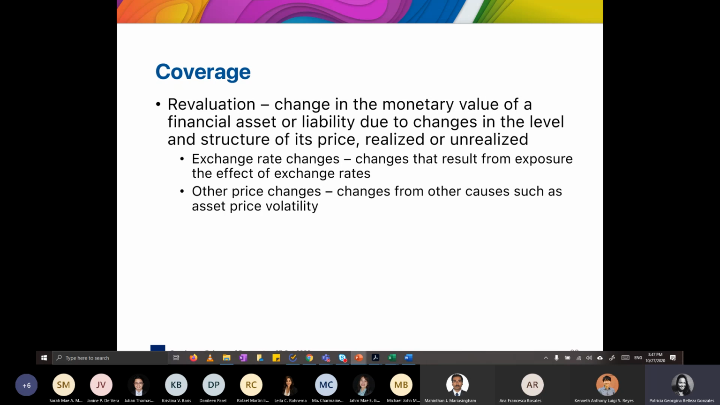And then you have also other price changes, so changes from other causes such as asset price volatility. This is especially true for financial assets that are traded, for example financial derivatives or portfolio investments. These are often traded in established markets, so there is some price volatility to it. But the changes attributed to changes in these exchange rates or prices are netted out of the financial accounts and just put under the revaluation account within the other changes in financial liabilities accounts.